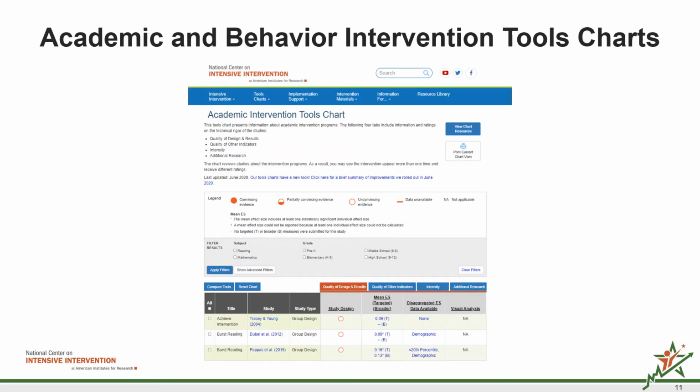Resource number 3. In number 3, we have the last 2 of the 6 NCII tools charts, the Academic and Behavior Intervention Tools charts. These charts provide reviews of single case and group design studies of interventions. Information about study quality and study results are reviewed, and additional information is available about the intensity of the intervention delivery.